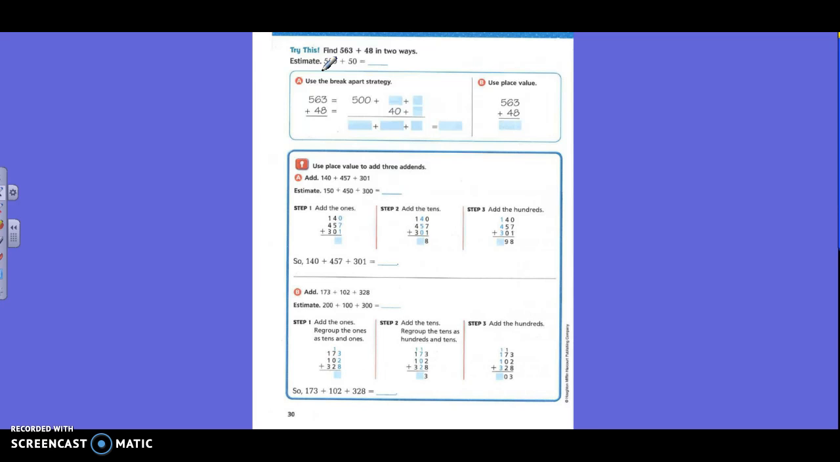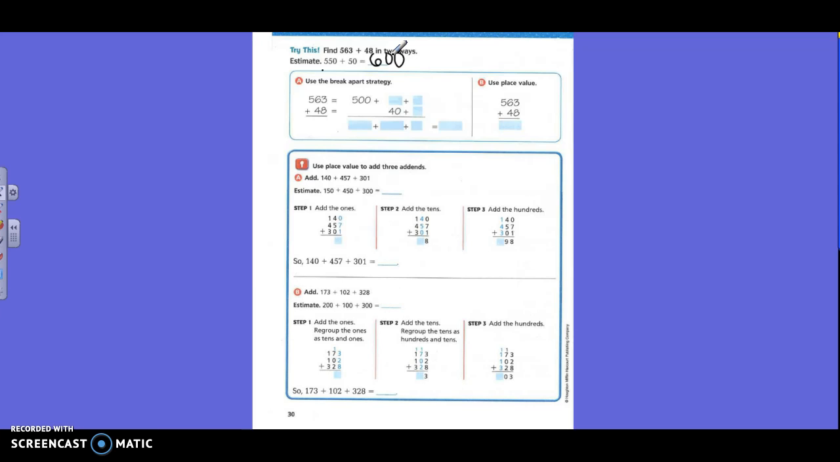And 48, they rounded that to 50 as well, or 50 to the nearest 50 or the nearest 25. Okay, so what's 550 plus 50? 600. So write that in, 600. That's our estimate. So when we're done, I want to see if our answer is close to our estimate.